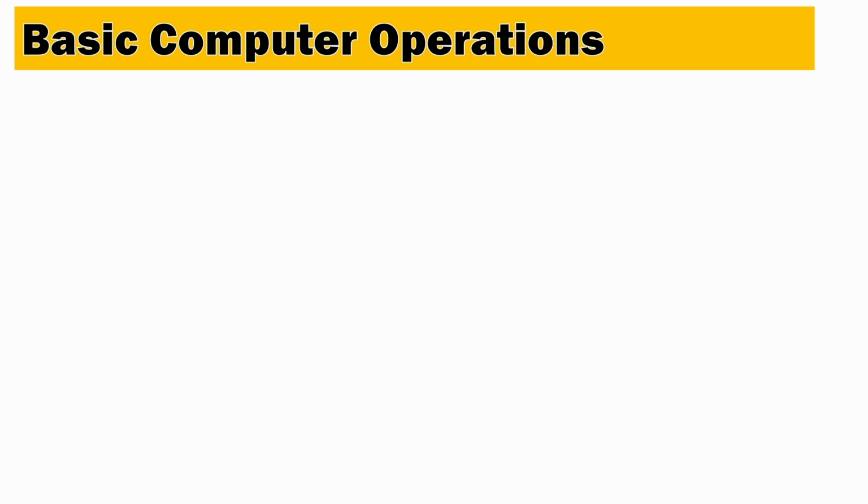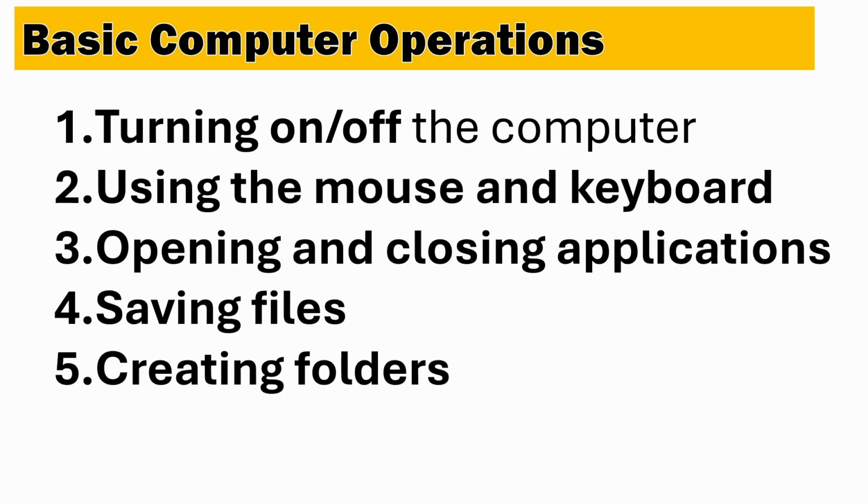Now, we have some of the basic things you should know how to do on a computer. Now we have the basic computer operations. Number one, turning on or off the computer. Number two, using the mouse and keyboard. Number three, opening and closing applications. Number four, saving files. And number five, creating folders.